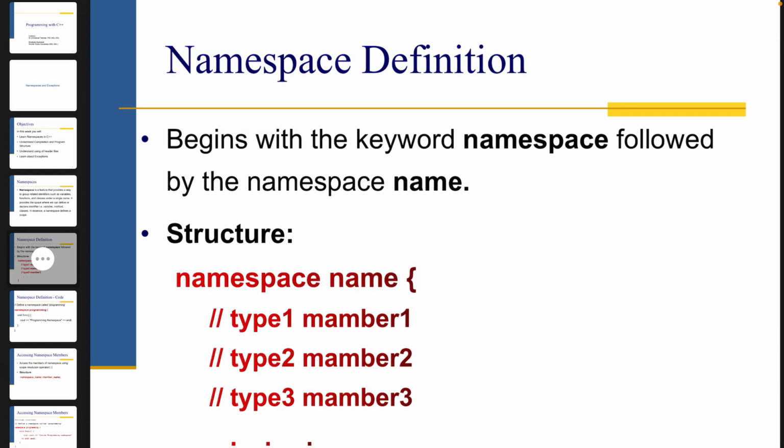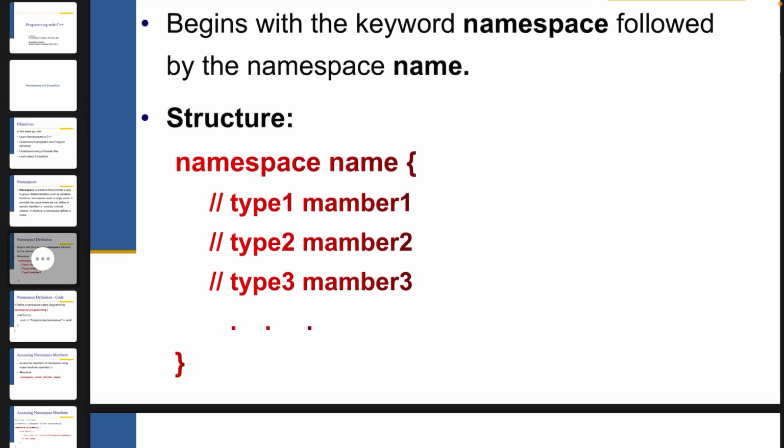You begin with the keyword namespace followed by the namespace name. So this is how the structure of a namespace is. You begin with namespace and the name, for example namespace program. Then you bring your curly brace, and inside it you write what you want to write, then you close it.